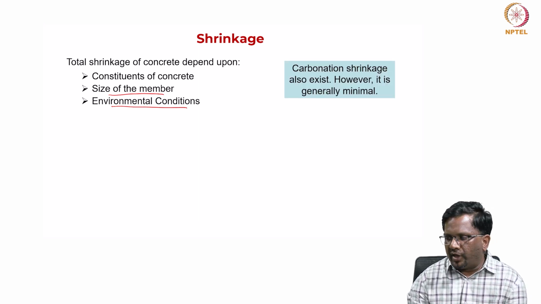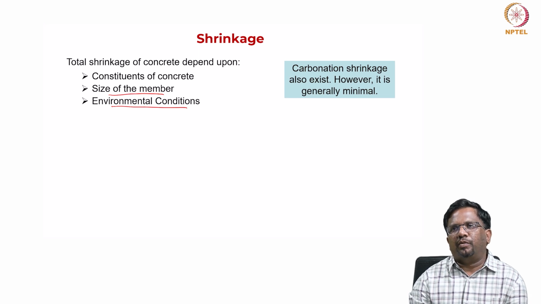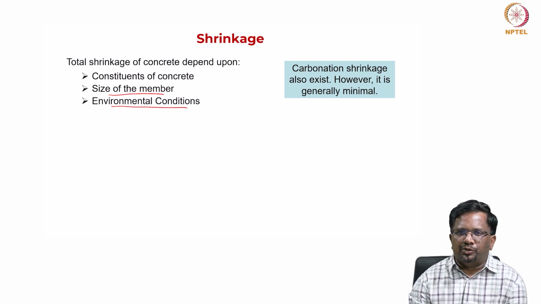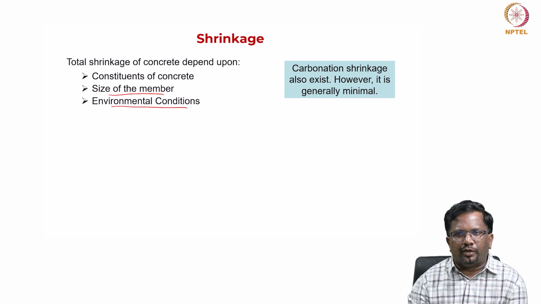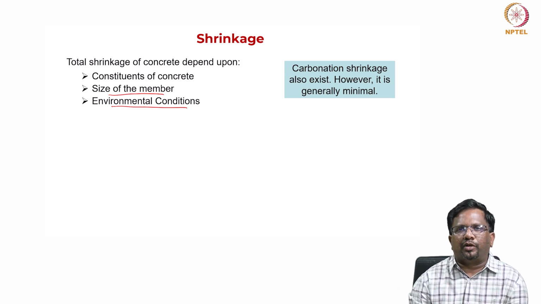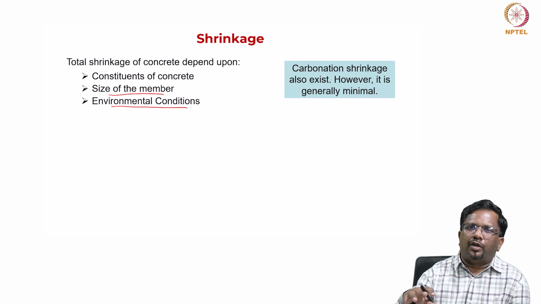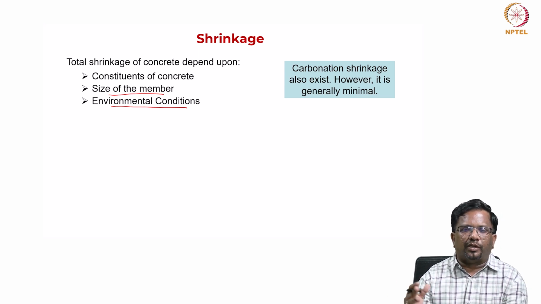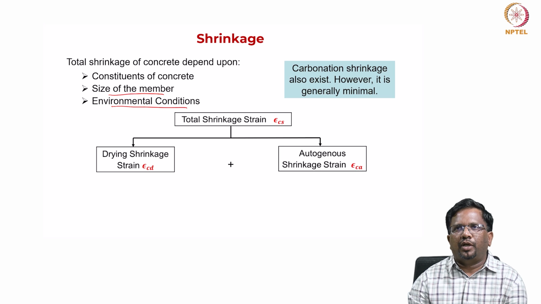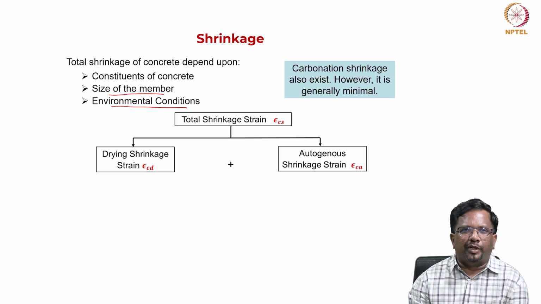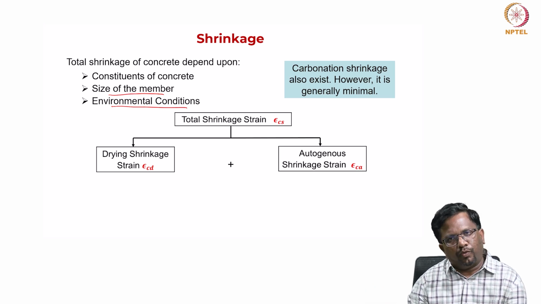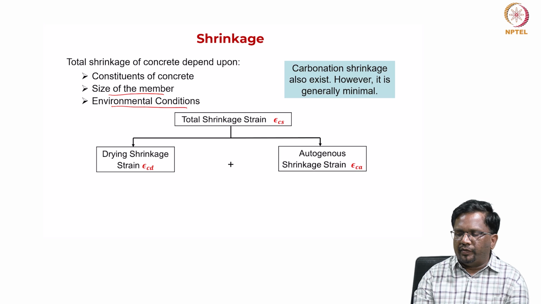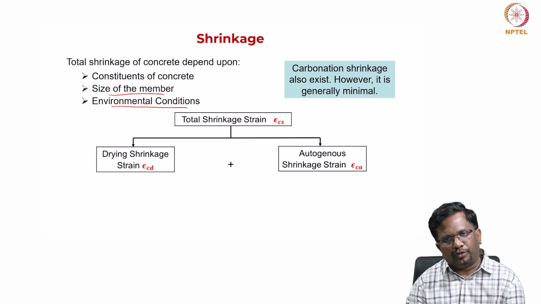Now, we also have carbonation shrinkage. Typically, the shrinkage induced from carbonation occurs when CO2 penetrates inside the concrete and reacts with the calcium hydroxide in the system. Then it forms calcium carbonate. This creates some shrinkage, but typically it is minimal unless you are dealing with a system in a CO2 rich environment. Then we need to account for that as well, but typically we account for drying shrinkage and autogenous shrinkage.